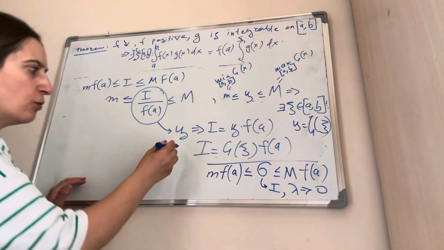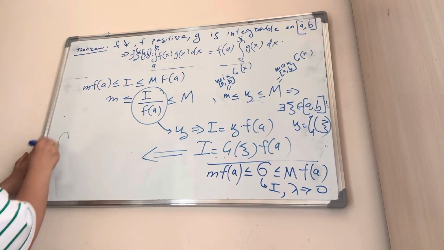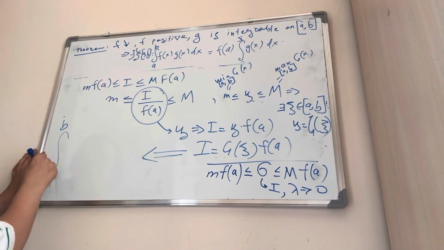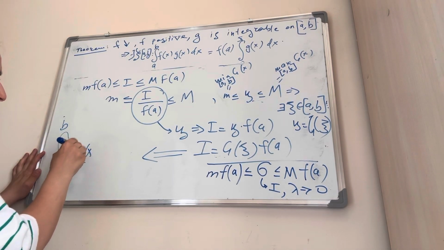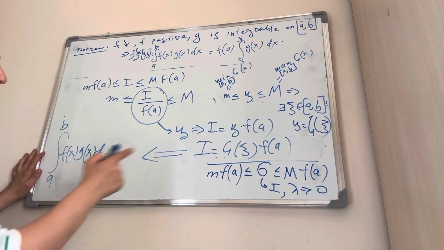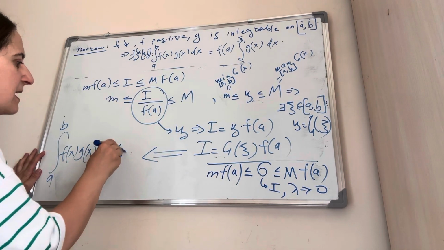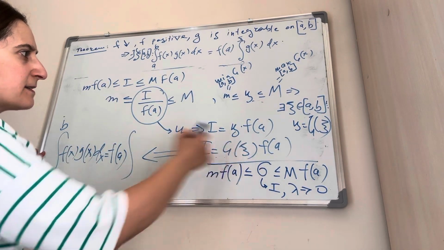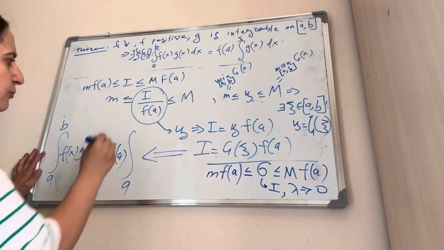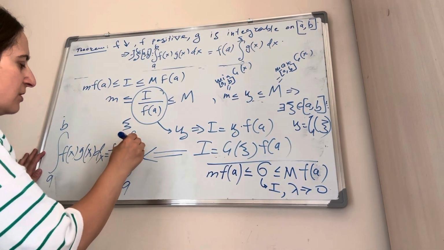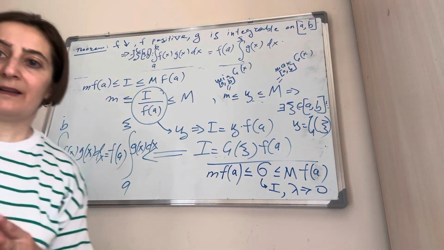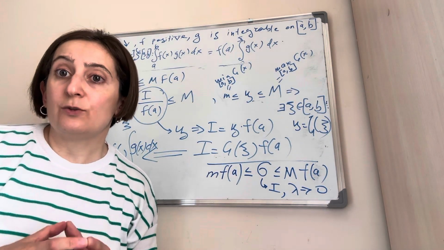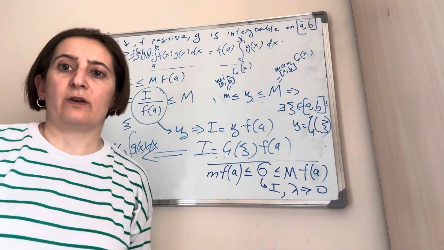Now let's recall what I is. I is the integral from a to b of the product of f and g. And this is now seen to be equal to f(a) times the integral, where G of xi is the integral from a to xi of g(x) dx. So this is exactly what we needed to prove.